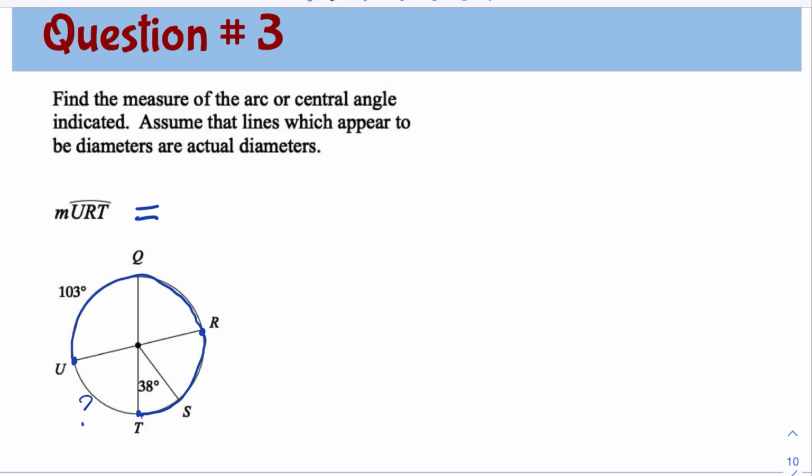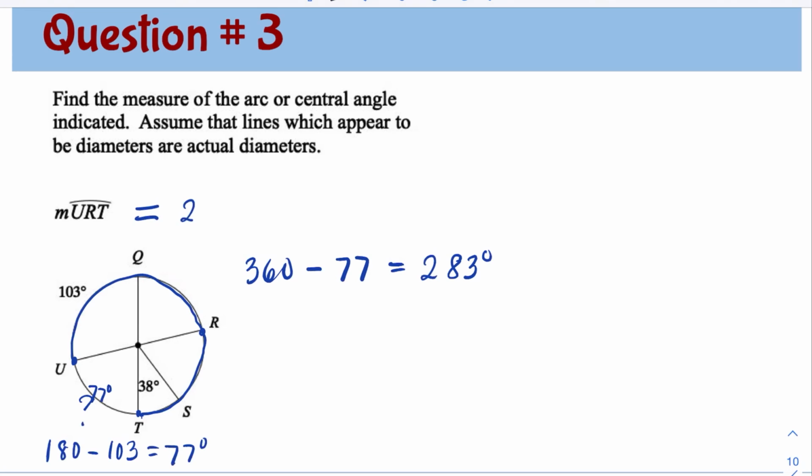If arc QU is 103 degrees, what's the measurement of arc UT? We can just subtract 180 minus 103, right? Which is 77 degrees. So this is now 77 degrees. And to find the measurement of arc URT, we can subtract 360 minus that 77 degrees. So the measurement of the major arc URT is 283 degrees.